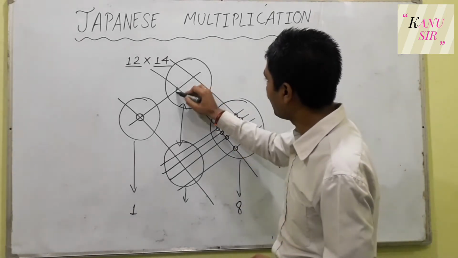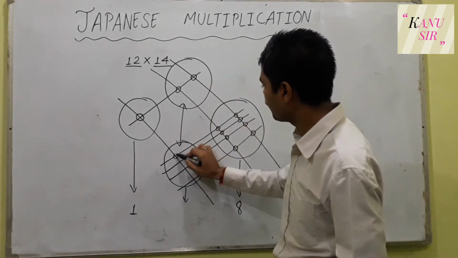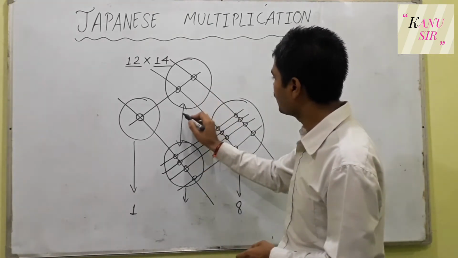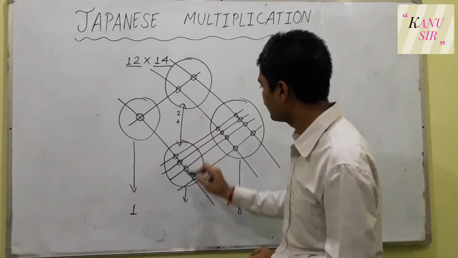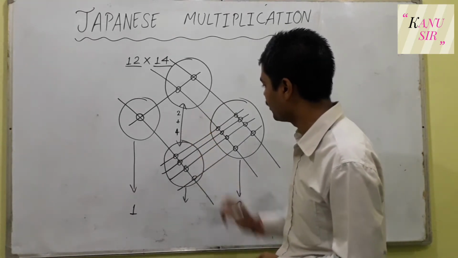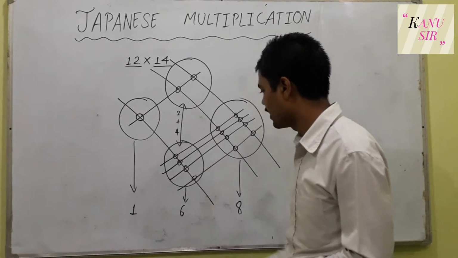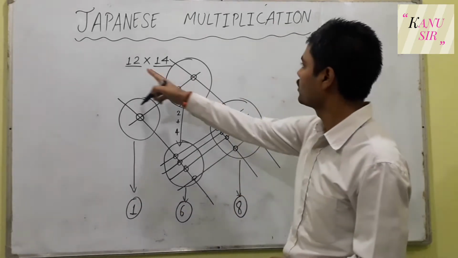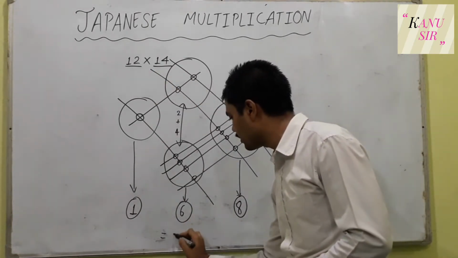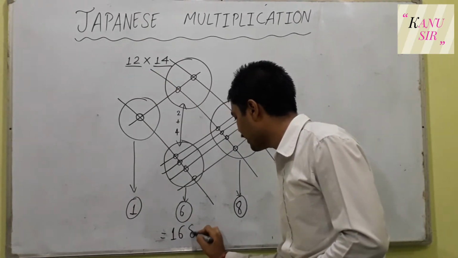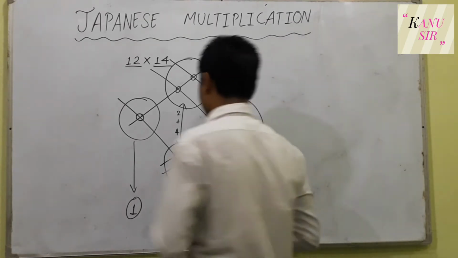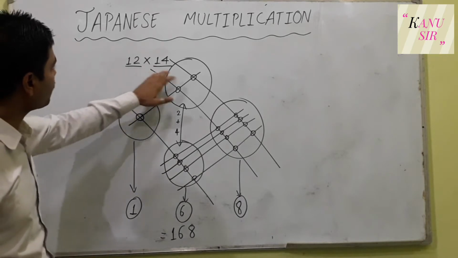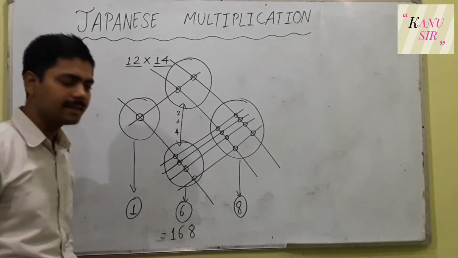Next, there are 2 crossing points here, plus 4 crossing points down, so 4 plus 2 is 6, and these are the digits in the product of 12 times 14. So the value comes 168. You can check your value in your calculator also. Multiplication of 12 times 14, you will get 168.